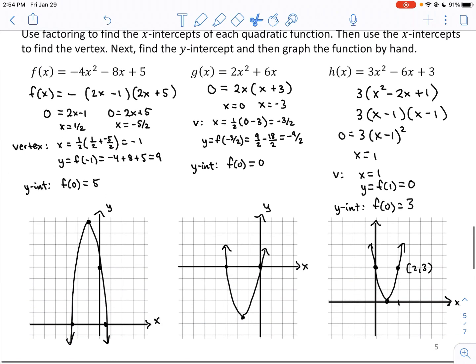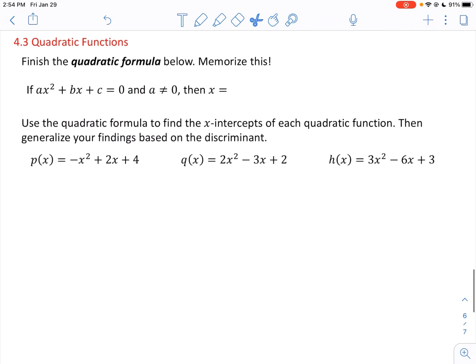Okay, there we go. Here's how you can graph pretty quickly by doing the factoring, getting the x-intercepts first, then the vertex next, and then the y-intercept and graph it. Now, this will run into a snag, of course, if you cannot factor. You can't find the x-intercepts very easily. So now let's go and review the quadratic formula. It's something you need to memorize if you don't have it memorized already.